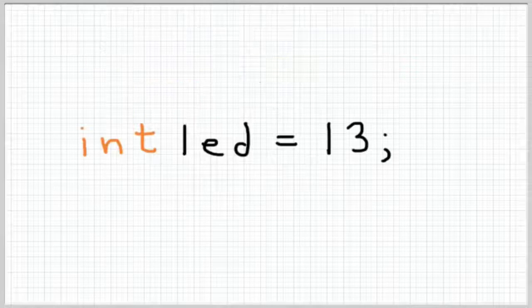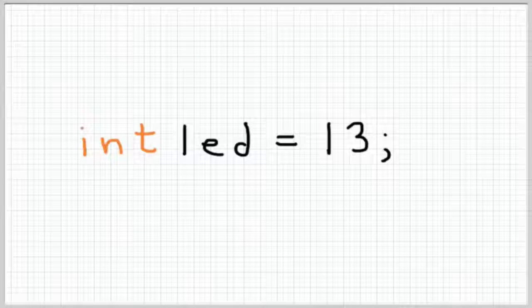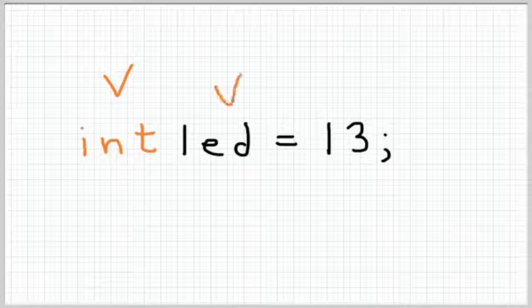Alright, so now what we can also do is initialize and declare a variable at the same time. That's really easy too. All you do is write your declaration, so int LED, but instead of a semicolon, you just go ahead and set it equal to whatever value you want to put in there. In this case, it's 13, and then you finish it with the semicolon. So now the variable LED has been initialized to the value 13. So anytime I refer to the LED variable, I will get the value 13.